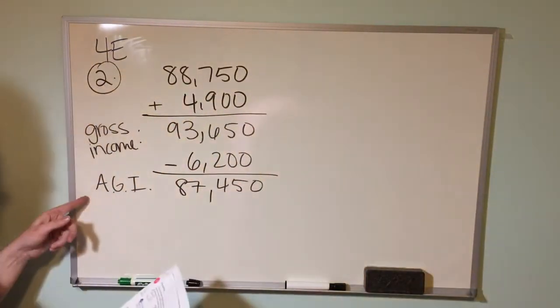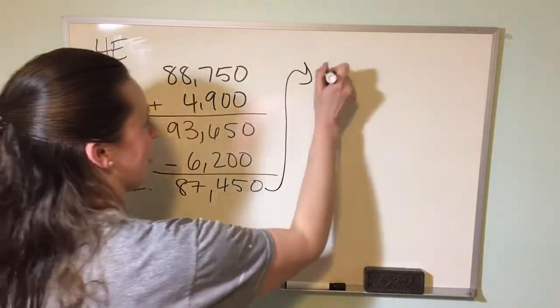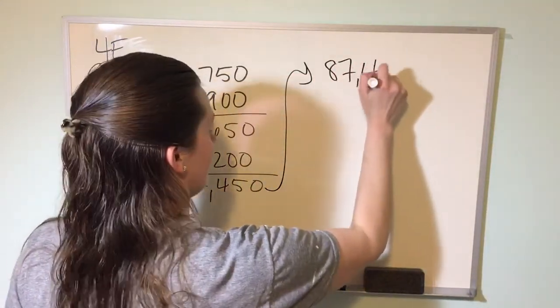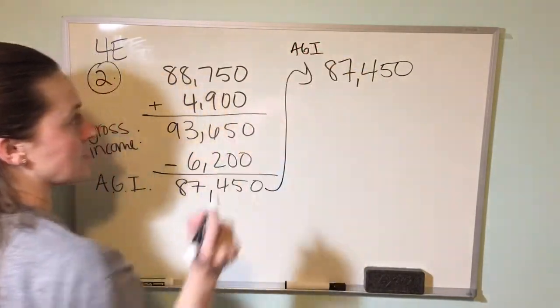Okay, so that's her adjusted gross income. I'm just going to rewrite it. I'm on a really small whiteboard. I miss my big giant whiteboard. I'm just going to write it over here. Remember, this is her adjusted gross income.